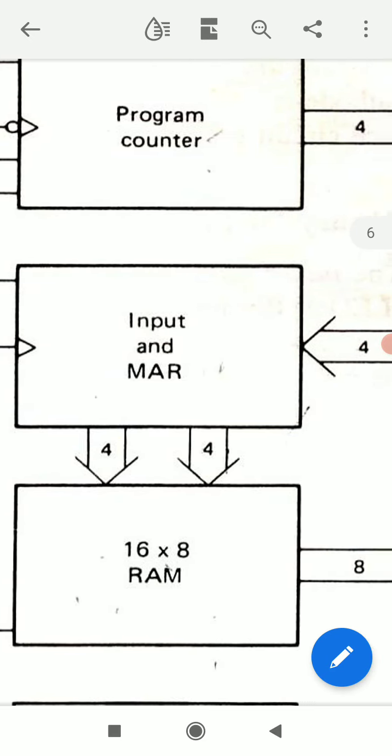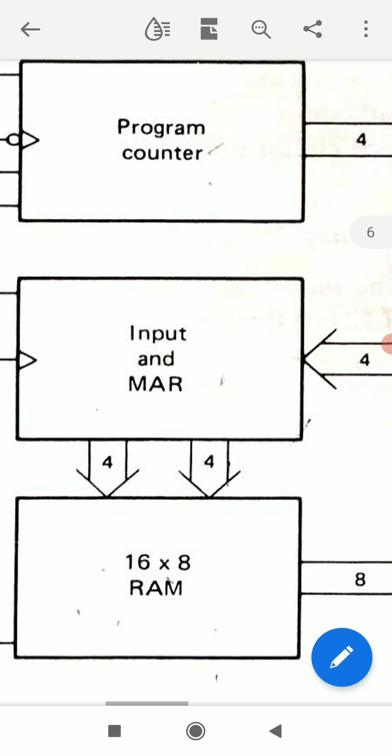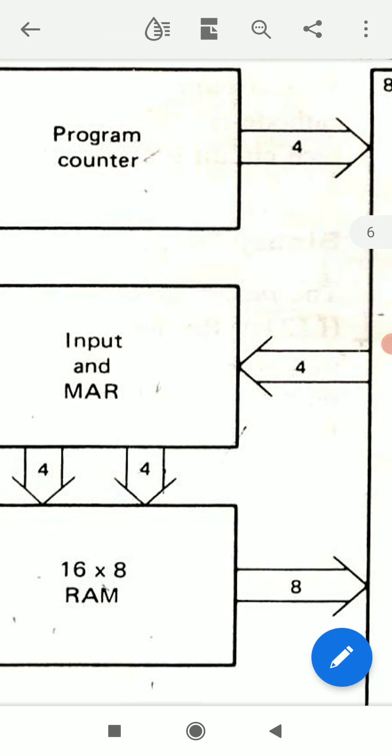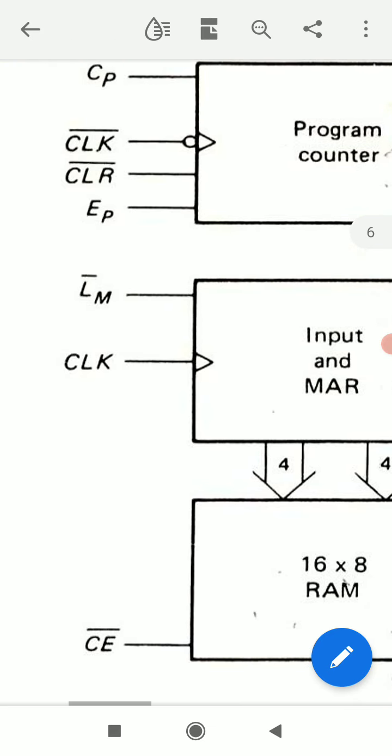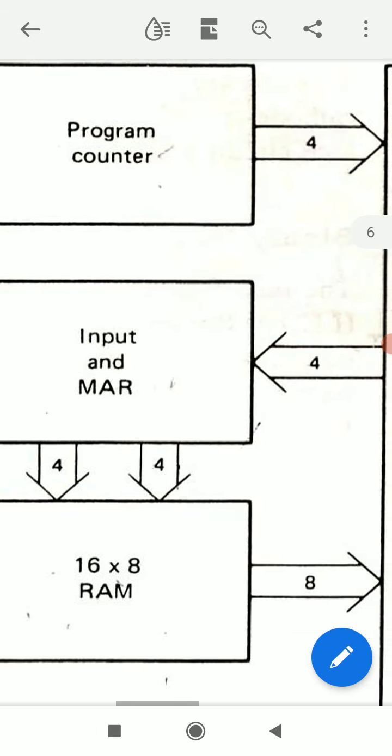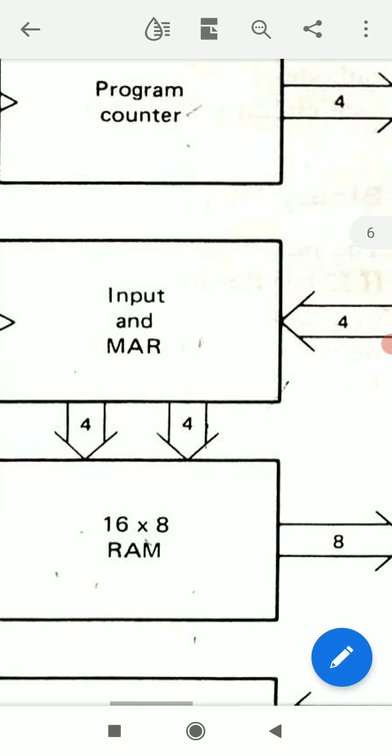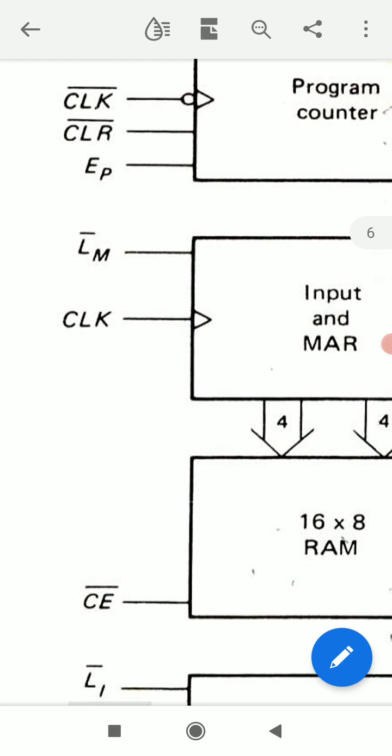So when we want a 4-bit word from program counter to the input of MAR, first this 4-bit word goes to the W bus from program counter, and it goes when EP is active, when EP is 1. And from the W bus this 4-bit word comes into MAR only when LM bar is active. Load MAR, and LM bar is active when it is low. All the bits which have bar, these are active when these are low, and all bits which are without bar, those are active when they are high, they are 1.